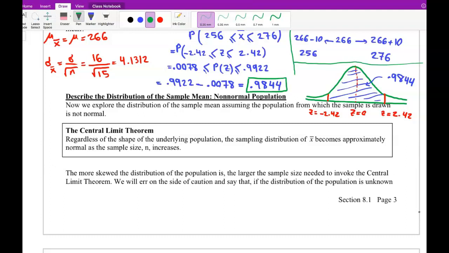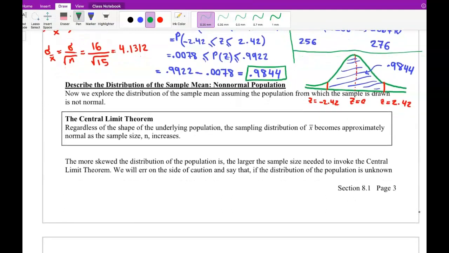Okay, so we finished that part. Now in this part we have the central limit theorem. Regardless of the shape of the population, the sampling distribution of X bar becomes approximately normal as the sample size n increases. So if sample size n increases, the sampling distribution of X bar will be normal.